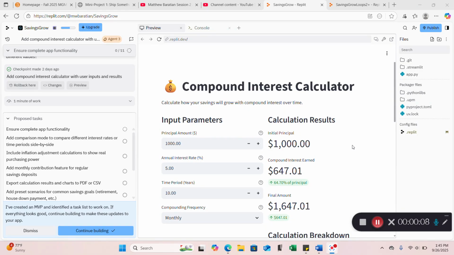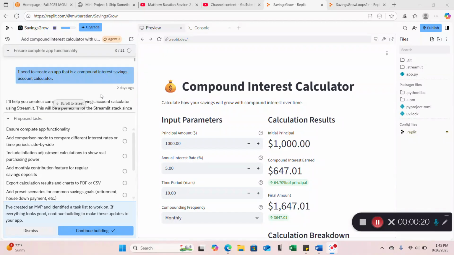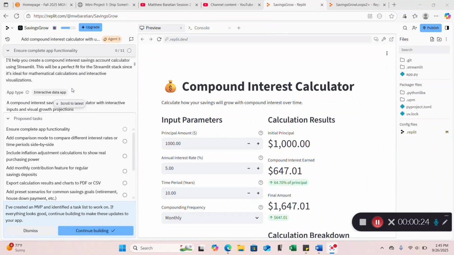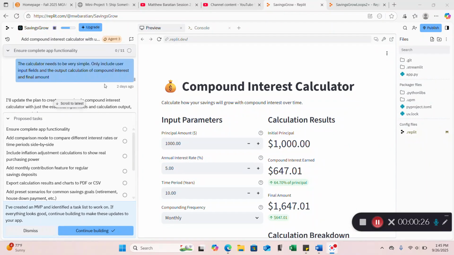And so I chose to just do a compound interest calculator just because I thought it would be kind of interesting to do. So when I first created this, I wanted to make it very, very simple. So in my code, I had just asked, I need to just create a compound interest savings account calculator. So at first it gave me a really advanced one, and I was like, okay, well, we need to restart and just make it very simple.